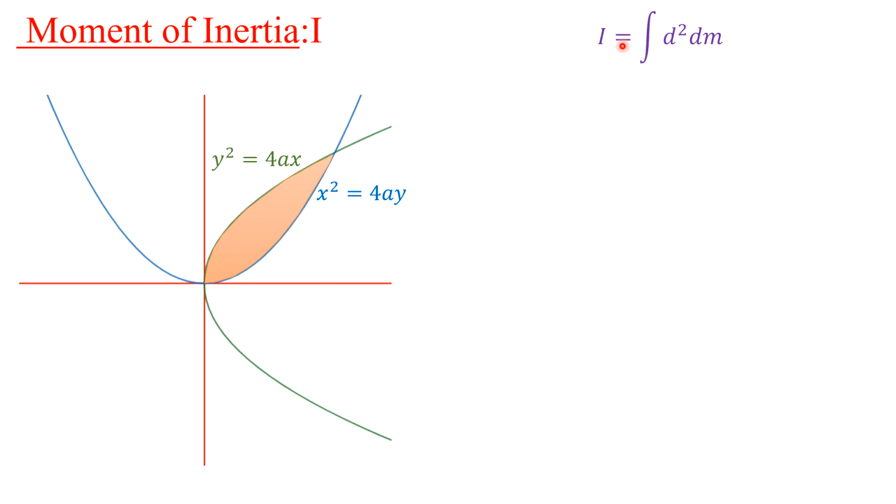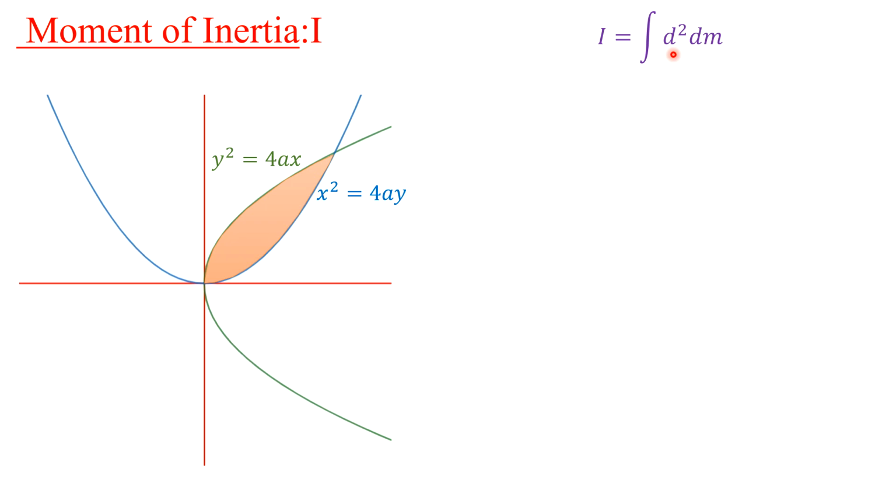Okay, so formula for moment of inertia, that is I is equal to integration d square dm. In previous videos, we have seen the formula is integration r square dm, where r is the distance of the particle from axis of rotation. But here we are taking d as the distance of particle from axis of rotation, because when we are solving examples of polar coordinates, there we take r as a radius vector. So to avoid confusion, we will take d for distance of particle from axis of rotation.